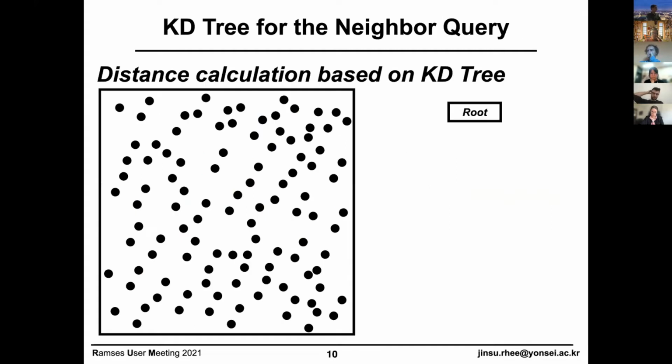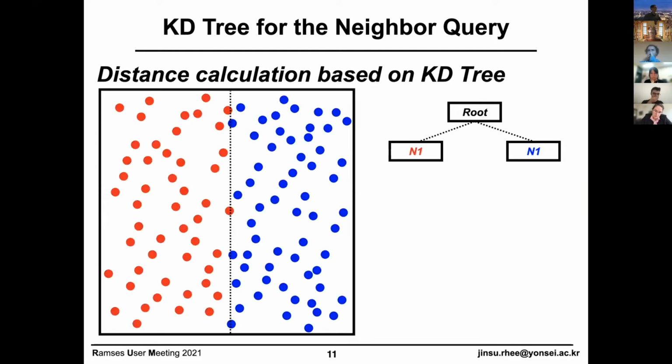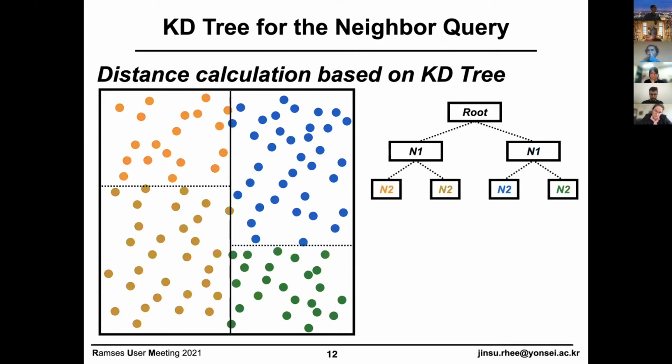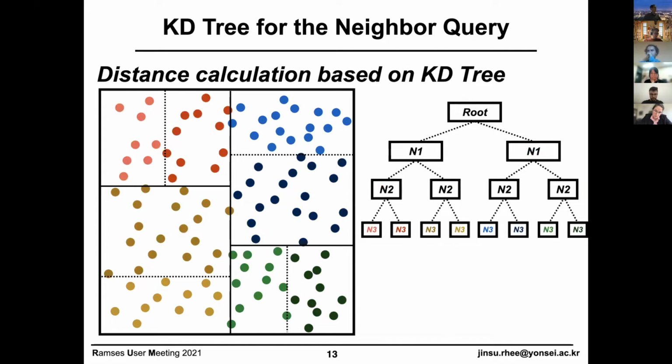Actually, many friends-of-friends codes optimize distance calculations using a KD tree implementation. A KD tree is a simple binary tree of particles with which a domain is divided into two subdomains. For example, the left figure shows the whole particle distribution, and it's divided into two subdomains like this, and then each subdomain is divided again, and so on.